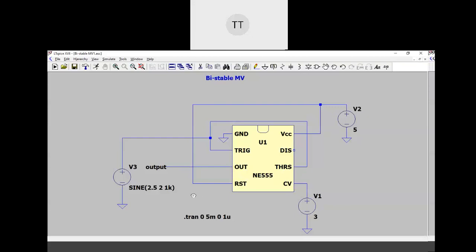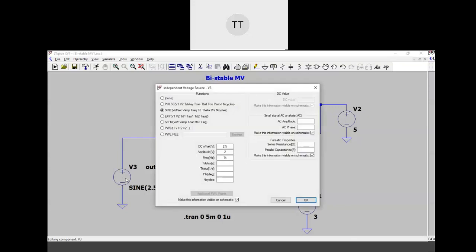And you can see the sine wave. If I just show you the description of the sine wave, can you see how it is looking? Yes, sir. Can you see the amplitude is 2 volt, DC offset is 2.5, the frequency is 1 kilohertz. What is the maximum of this sine wave then? Yes, sir. 4.5. Minimum? 0.5. Minimum means 0.5. So we shall run this.